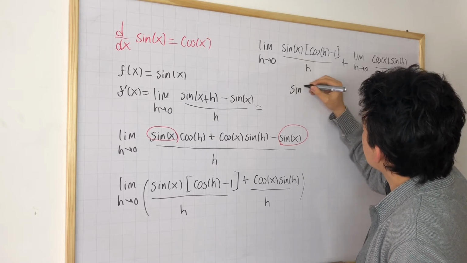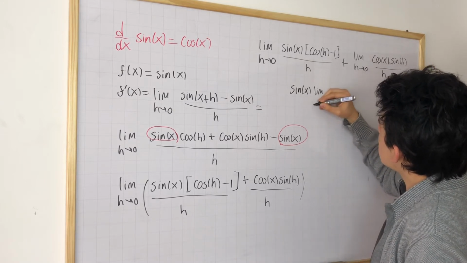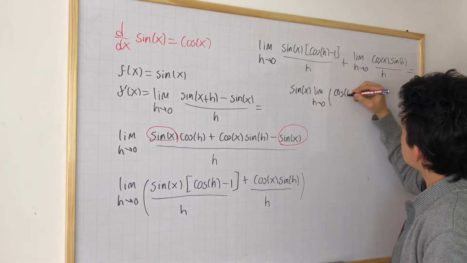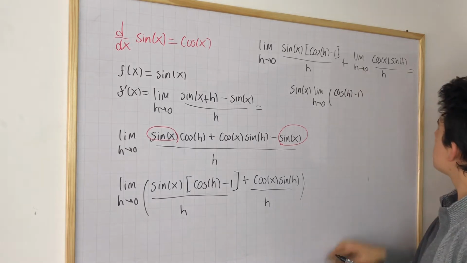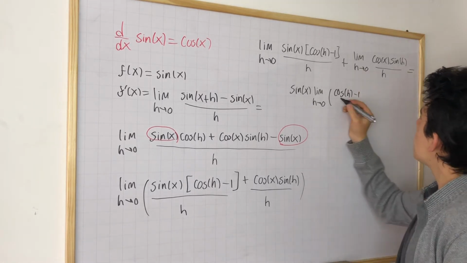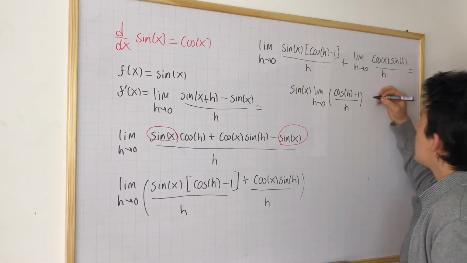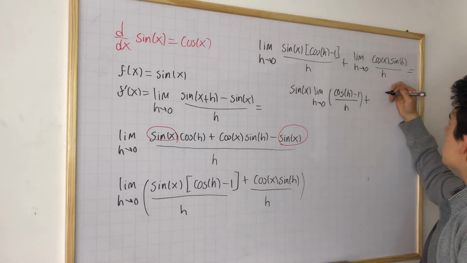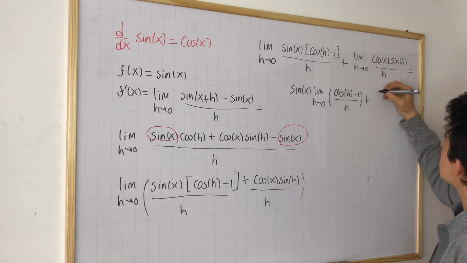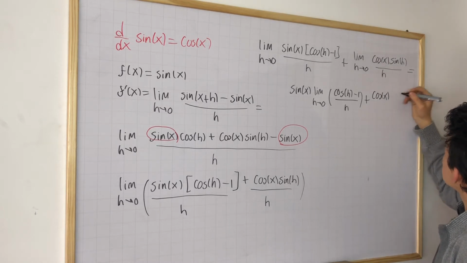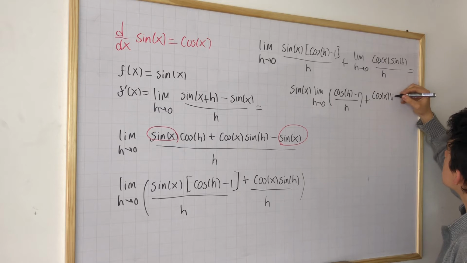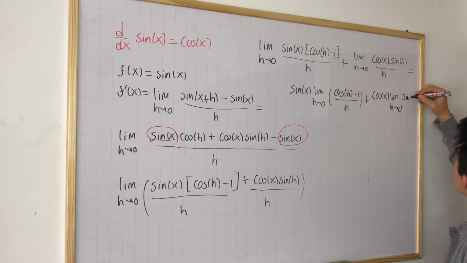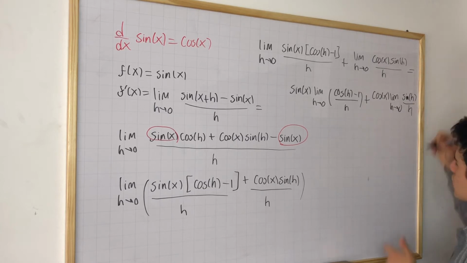sine of x times the limit as h approaches 0 for now the function that we do care about, cosine of h minus 1, and no parentheses here, minus 1 divided by h, and now plus. Now you can do the same thing here with cosine of x, because cosine of x does not have h as an input. So you have cosine of x times the limit as h approaches 0 of the function sine of h over h, okay?